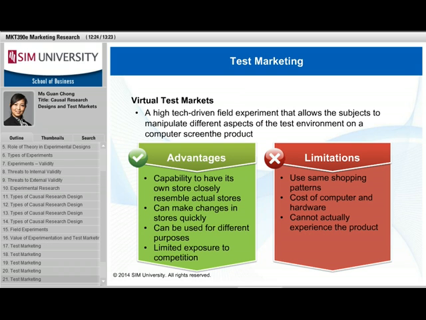Virtual test markets is a high-tech driven field experiment that allows the subjects to manipulate different aspects of the test environment on a computer screen. The advantages include capacity to have its own store closely resemble actual stores, can make changes in store quickly, can be used for different purposes, and limited exposure to competition. While the limitations include using same shopping patterns, cost of computer and hardware, and cannot actually experience the product.